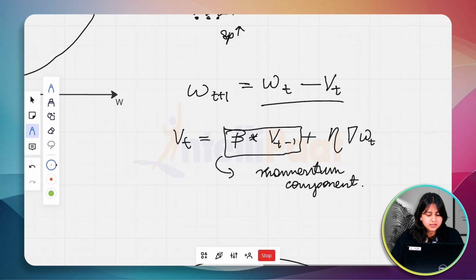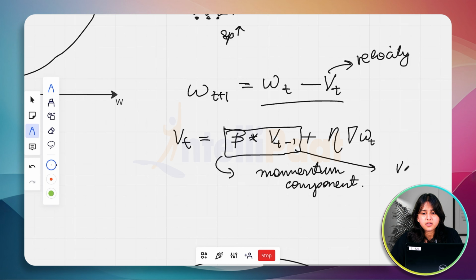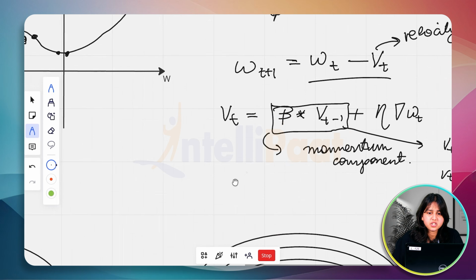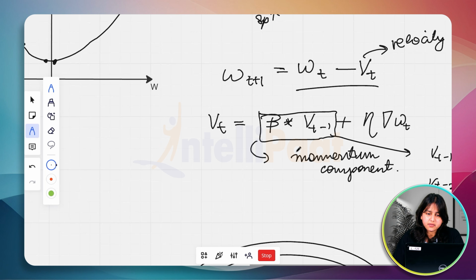Right? Why is this called the momentum component? Well, basically what's happening here is, in order to calculate Vt, we need all our previous velocities. V here is basically velocity. In order to calculate Vt minus 1, we need Vt minus 2. To calculate Vt minus 2, we need Vt minus 3, and so on. So basically this is an exponentially weighted moving average, right?